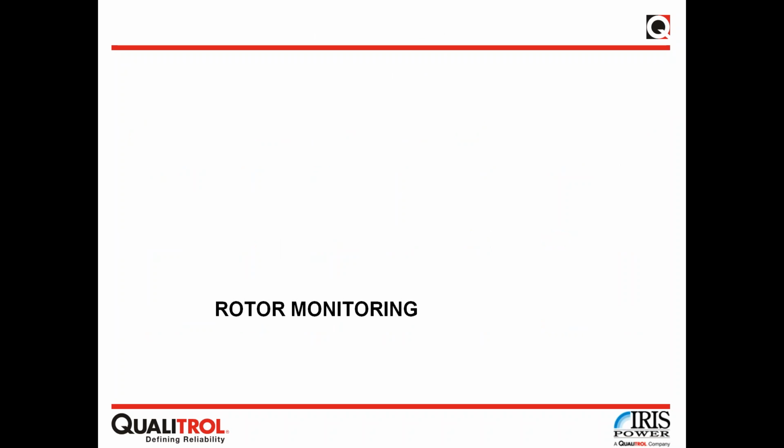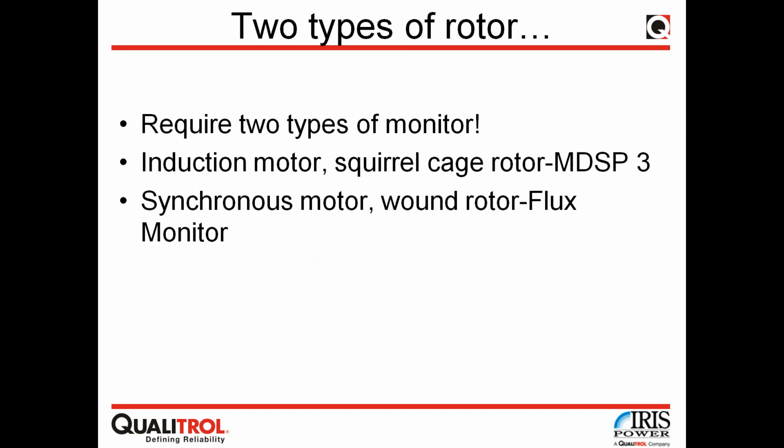The next story is going to be on rotor monitoring, and there will be 2 parts because there are 2 types of rotors, and consequently, 2 types of monitors are required. The induction motor is the most frequently used motor by percentage, and if it has a squirrel cage rotor design, then the instrument that we can use there is MDSP3, which is basically a current signature analysis tool.